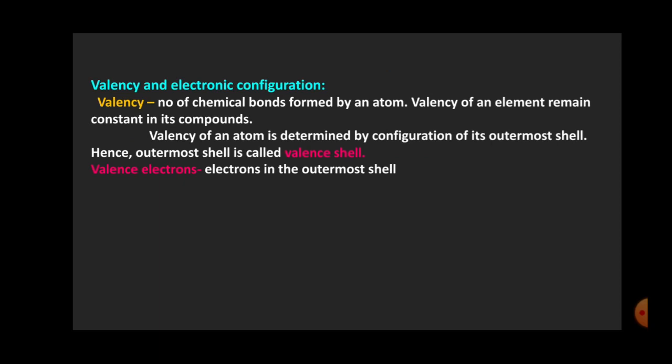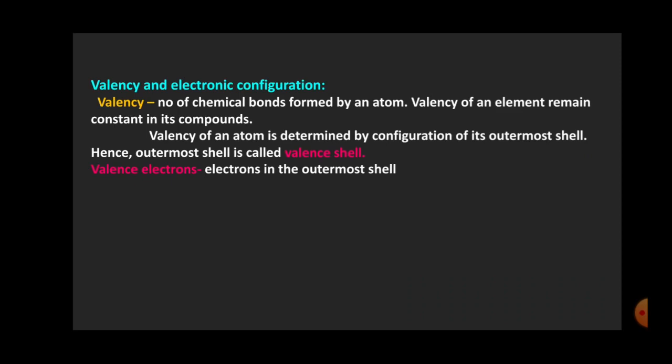Next is valency and electronic configuration. Is there any relation between the electronic configuration and the valency? Yes. The number of chemical bonds formed by an atom. So valency is how many chemical bonds the atom can form. That is called the valency, and it is constant in its compound.